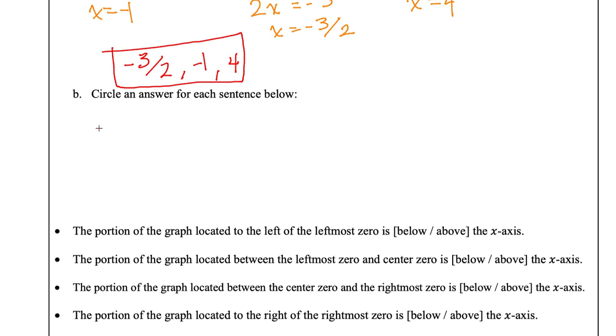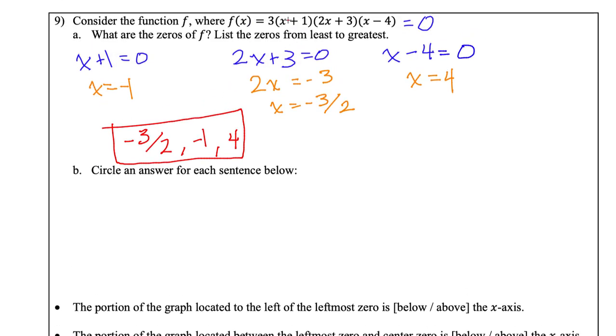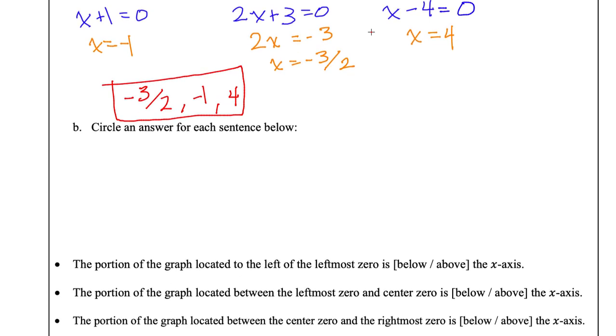All right, so I'm still talking about this function up here. I'm still talking about 3 times x plus 1 times 2x plus 3 times x minus 4. This is positive and negative intervals of polynomials. This was lesson 4-2 or 5-2, the second one.